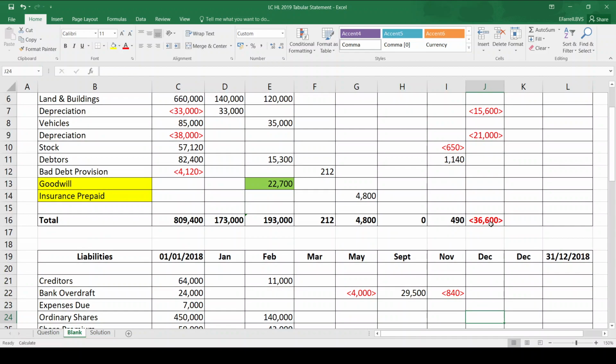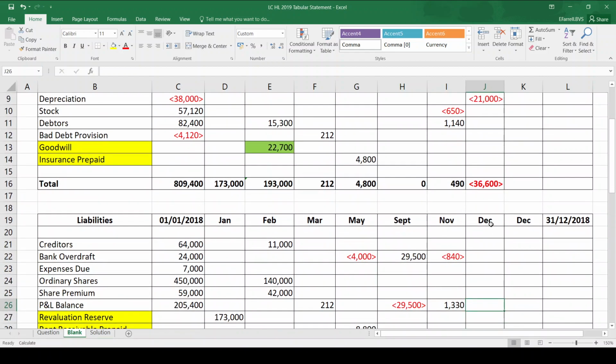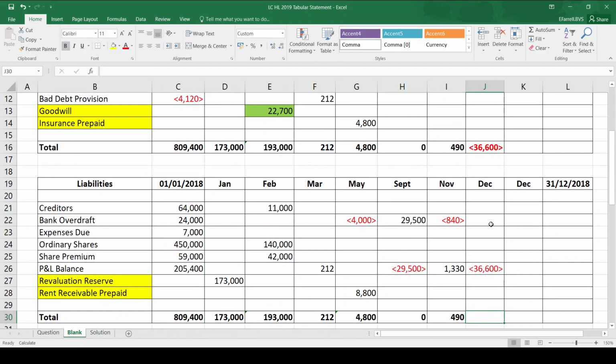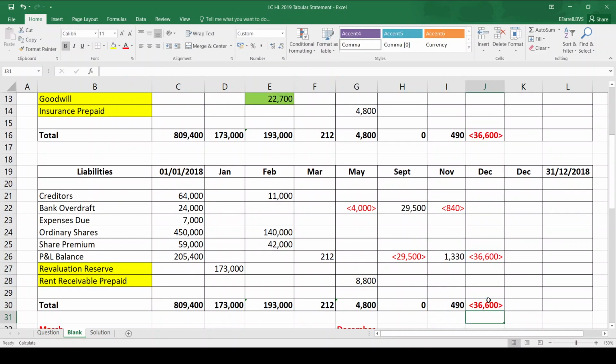Depreciation is an expense. So if I add my 2 depreciations together, my profit and loss balance is also going to go down by minus 36,600. That's expenses, so they're going to reduce my profit. So if I total this, I also get minus 36,600 on the balances. So you just add your 2 depreciations again and reduce your profit by the same amount.